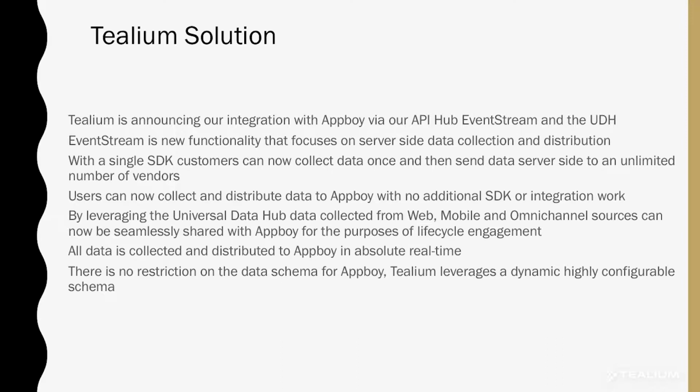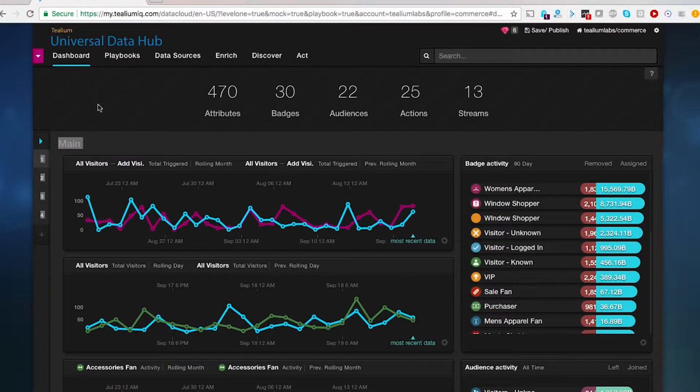You can now collect data once and then send that data server-side to an unlimited number of vendors. Users can now collect and distribute data to Appboy with no additional SDK or integration work. And by leveraging the Universal Data Hub, data collected from web, mobile, and any other omni-channel source can now be seamlessly shared with Appboy for the purposes of true lifecycle engagement. And there is no restriction on the data schema for Appboy. Tealium leverages a highly dynamic, configurable schema, which means there's no limitation. Anything that you can collect into the Universal Data Hub, you can pass over to Appboy. So let's go ahead and take a look at the integration and how it works.